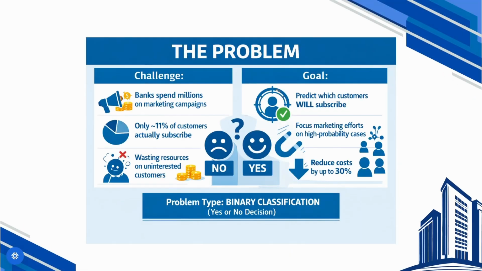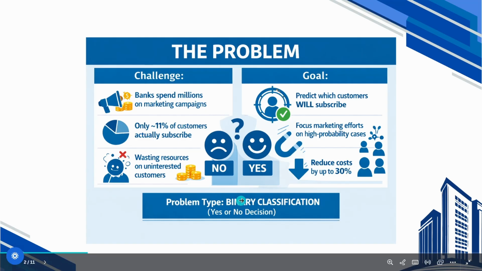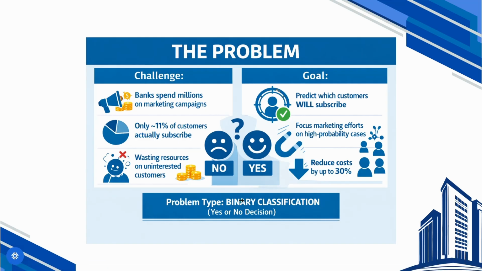So if we look at the problem, first let's understand banks spend significant resources on marketing campaigns to convince customers to subscribe to term deposits. They need to identify which customers are most likely to say yes so they can target their marketing efforts effectively. This is a binary classification problem. Our goal is to predict yes or no for each customer.